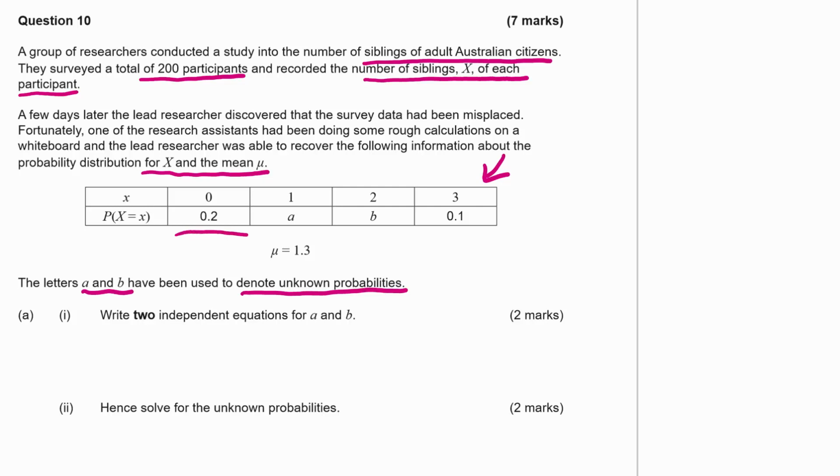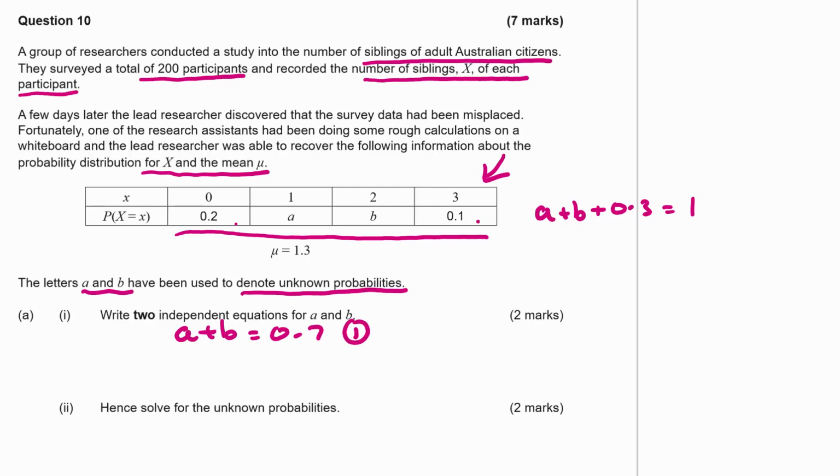Well, the first thing is we know that the probabilities must add up to 1. So A plus B plus 0.3, which is the 0.2 and the 0.1 added, has to be equal to 1, which gives me that A plus B is 0.7. Let's call that 1. We know the mean is 1.3.